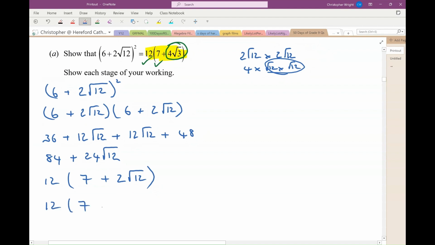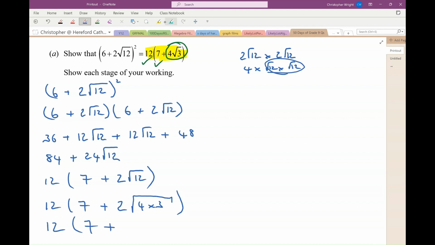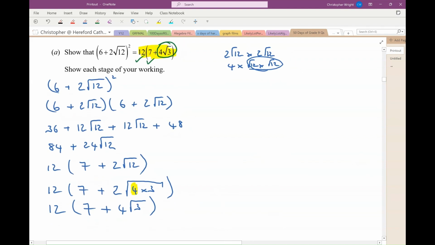It's going to be 7 plus, now 2 times root 12, and root 12 is root 4 times 3. And so you can write that as 12 lots of 7 plus. Now you can take that 4 out of the square root and square root it. So it ends up as a 2. So outside the square root, you'll have 2 times 2 is 4. And inside the square root, you'll have just 3. So there you go. I have shown that the left-hand side is equal to the right-hand side.